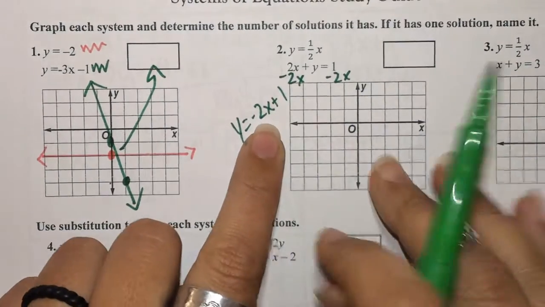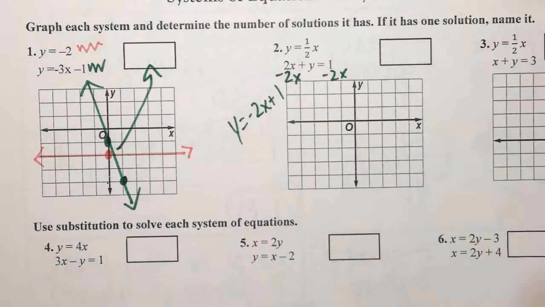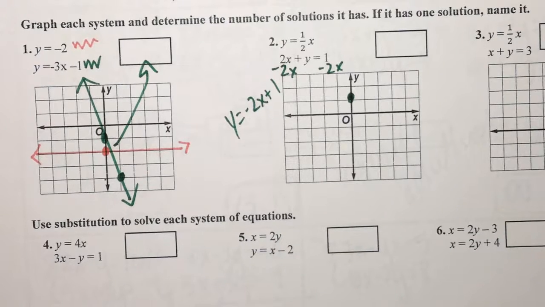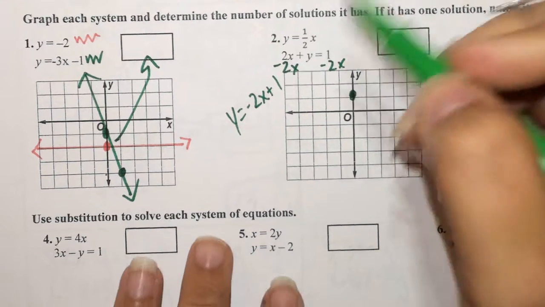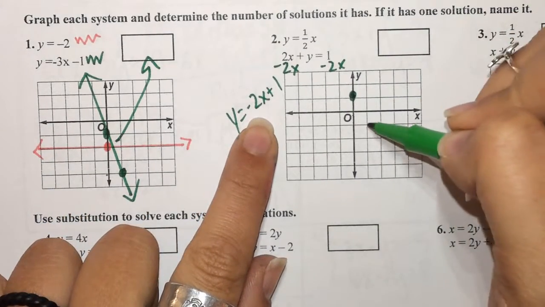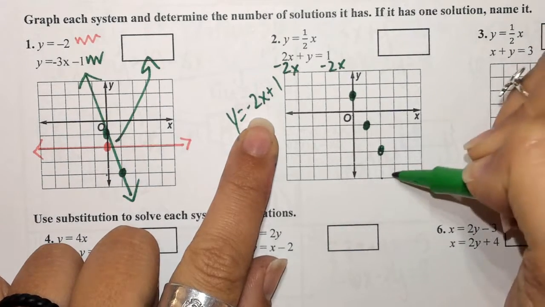I'm going to graph this one in green. Can anybody tell me where I start? -2. Positivo uno. Go up 1. Positive 1. Positivo is positive. Uno is 1. Now, our slope is -2, so we go down 2, right 1. Down 2, right 1. Down 2, right 1.